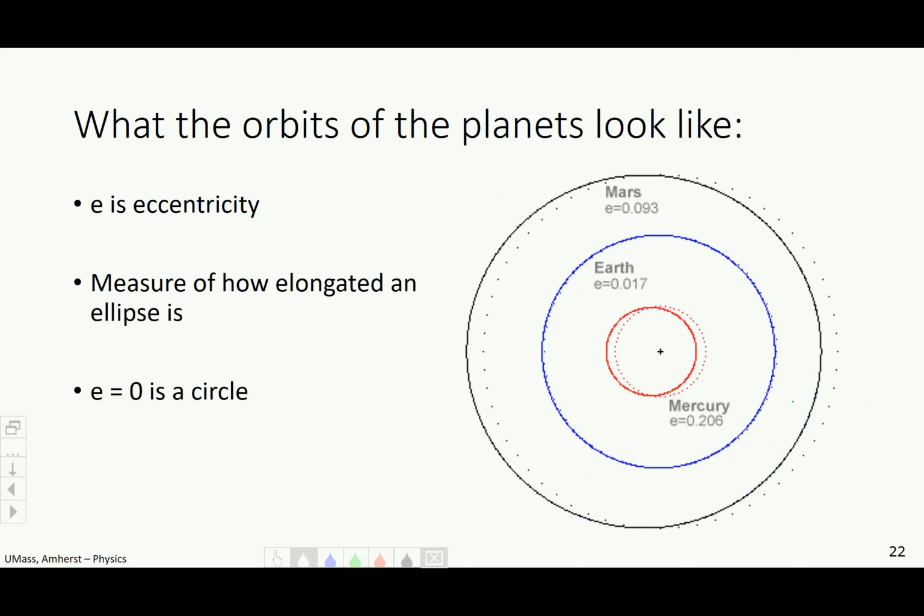So what do the orbits of the planets actually look like? Well, it turns out they look pretty darn circular, most of them. The letter E, we call it the eccentricity. So eccentricity is how elongated an ellipse is.